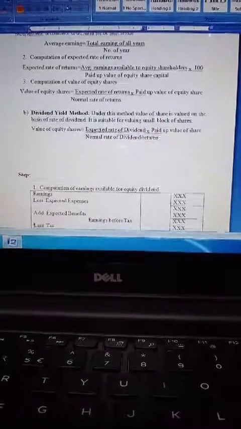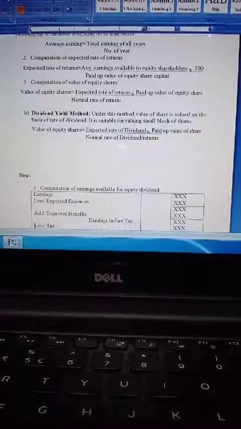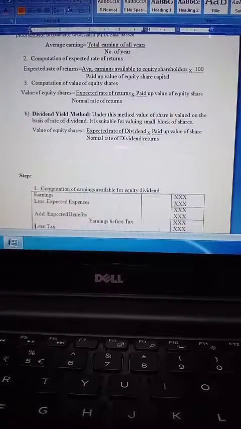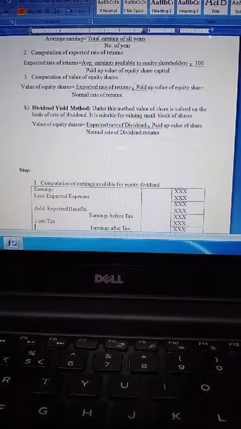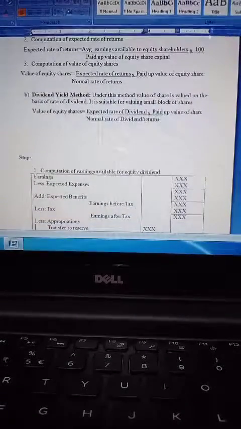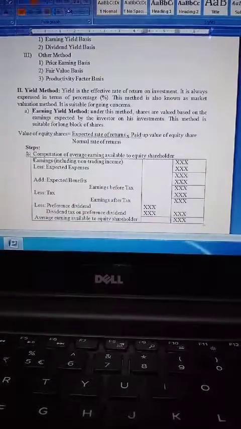So these are the final steps to calculate the value of equity shares. Value of equity shares equals expected rate of returns divided by normal rate of returns into paid up value of equity shares. This is on the basis of the earning yield method.